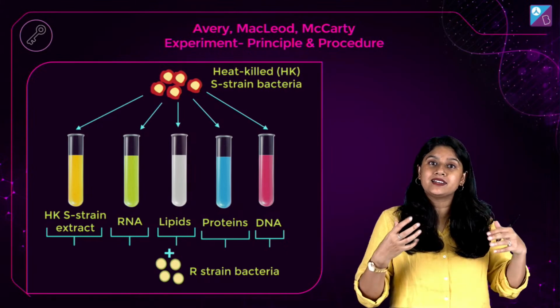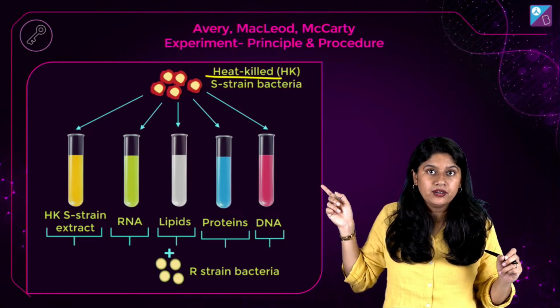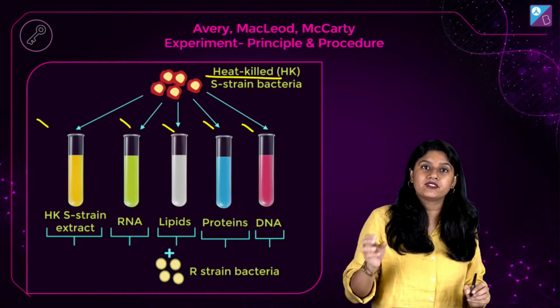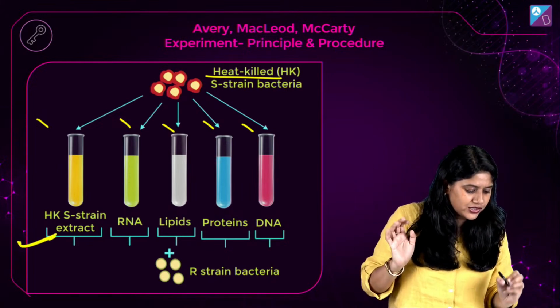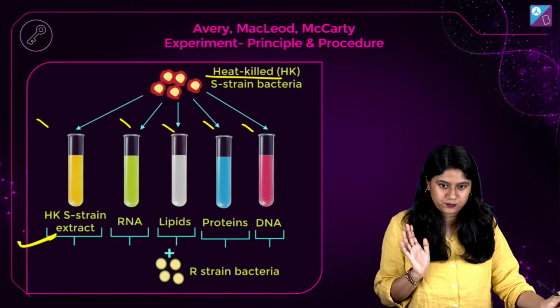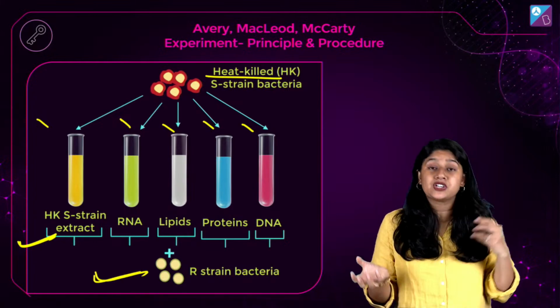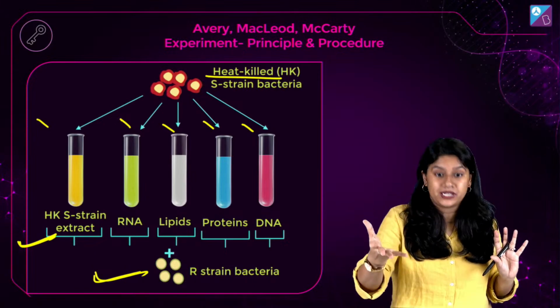So, what are the things that they did? Over here we have the heat-killed S strain, and of course we have these test tubes. We have the DNA, we have the protein, RNA, lipids, and of course we have the extract of the S strain also. Clear? Of course, they were also using the R strain to see what is actually transforming it.